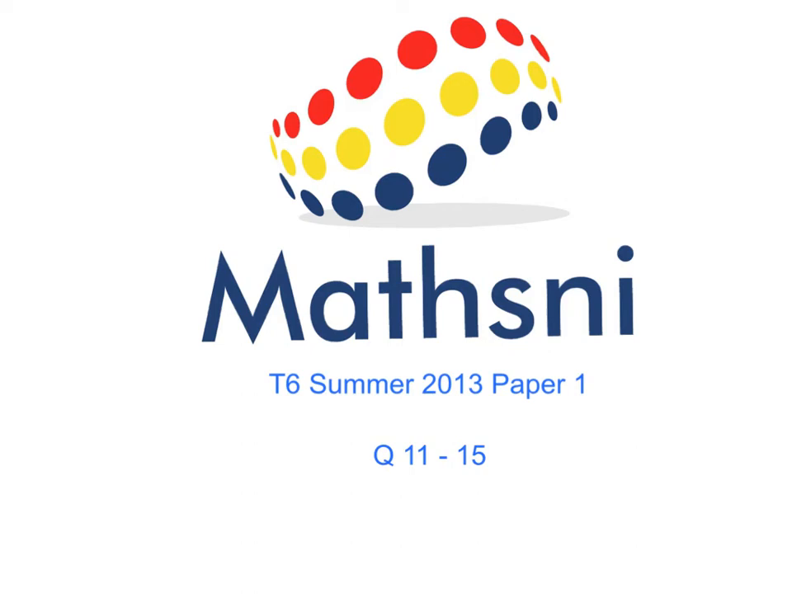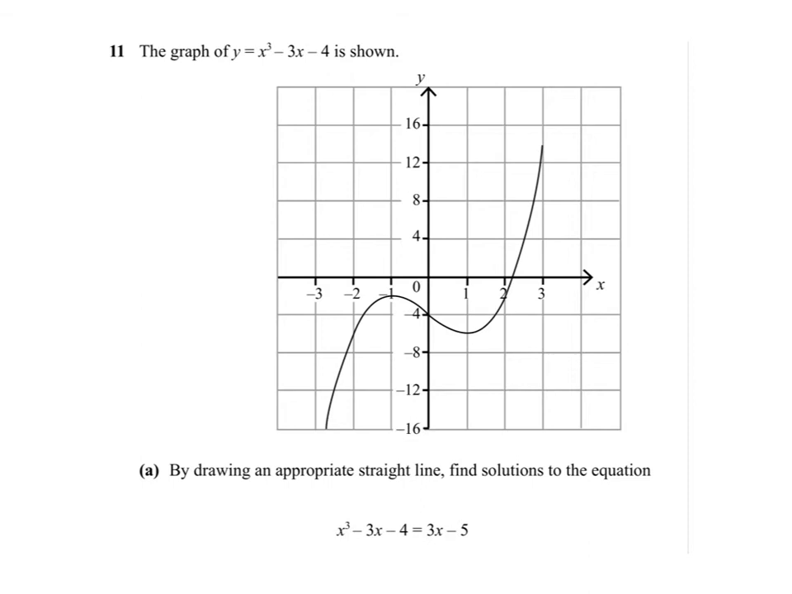T6 Summer 2013, Paper 1, Non-Calculator. When we're asked to draw an appropriate straight line, we're actually being asked to solve two equations simultaneously. We have the graph x cubed minus 3x minus 4, so we want to know when it meets the line y equals 3x minus 5.